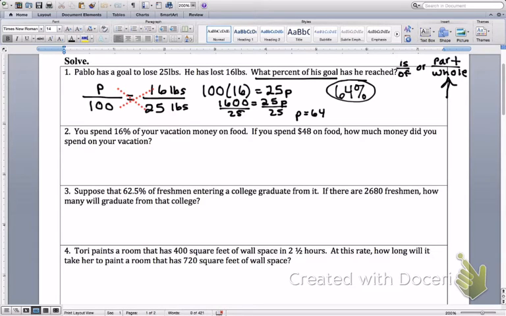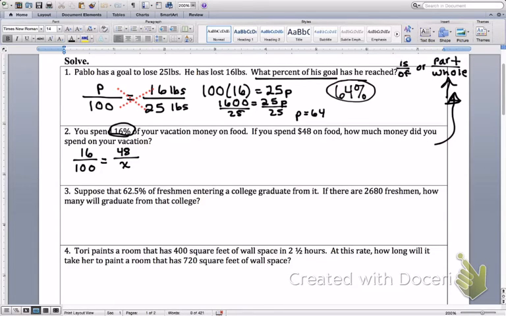Number 2: you spend 16% of your vacation money on food. If you spend $48 on food, how much money did you spend on your entire vacation? They're already telling us that we spend 16%. 16% means 16 over 100. Then again, we can use part over whole. We spent 48 on food, but that wasn't the total amount we spent. So 48 is the part, and we don't know the whole.